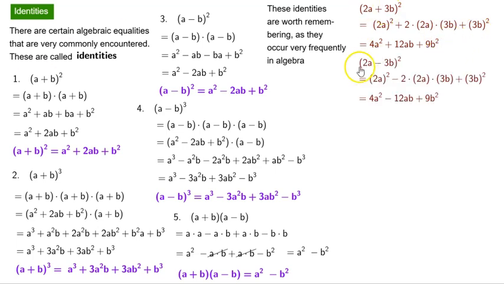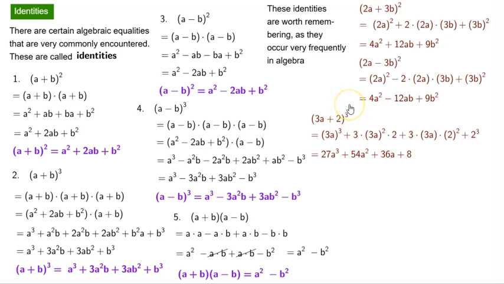Now I'm using the same thing, but choosing the appropriate signs and powers to take care of all these identities. So you have 2A minus 3B square. So first term square minus 2 times the first term times the second term plus the square of the second term. So we have 2A square minus 2 times 2A times 3B plus 3B square, which gives us 4A square minus 2 times 2 is 4 times 3 is 12AB plus 9B square.